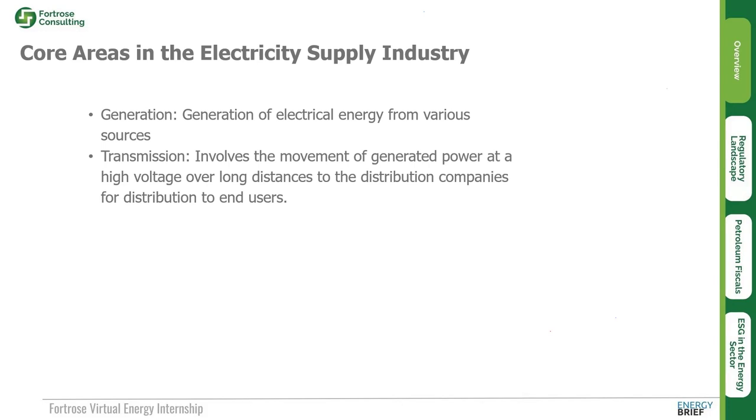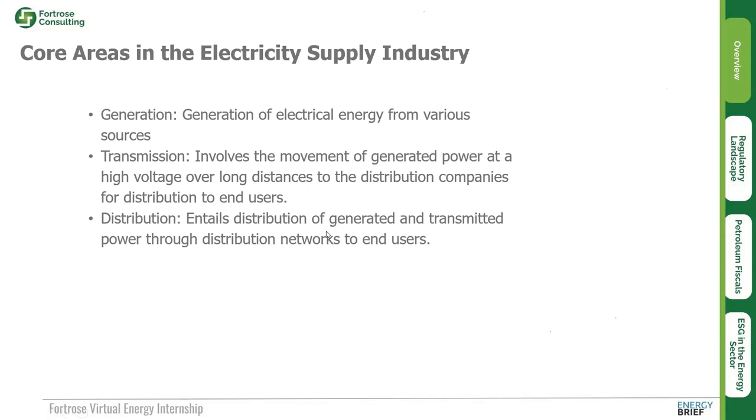So the transmission of power is managed by the Transmission Company of Nigeria. Although the Transmission Company of Nigeria is owned by the federal government of Nigeria, its operations are through the private sector. It is managed by the private sector. So that is transmission, and then the distribution segment entails distribution of generated and transmitted power through distribution networks. You have different distribution networks, about 11 of them. We have 11 distribution companies in Nigeria, covering different areas.